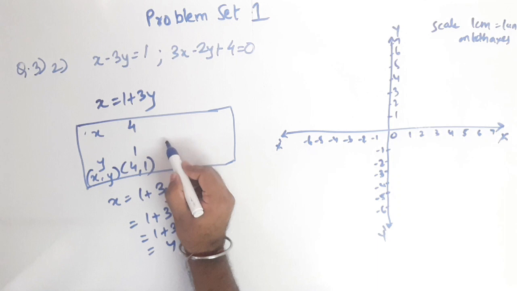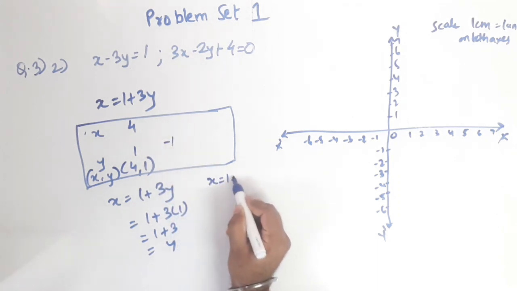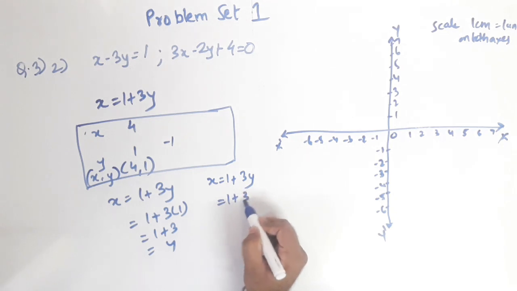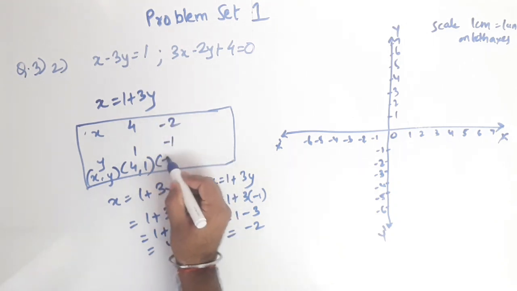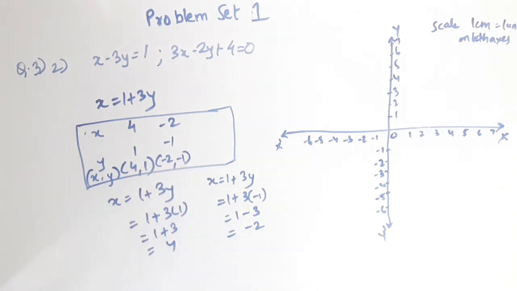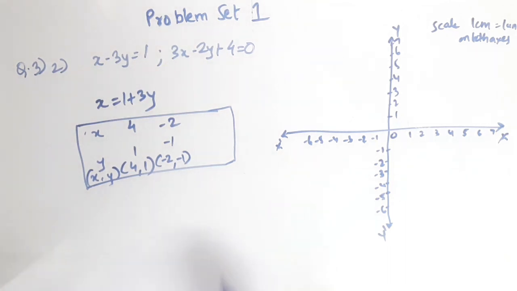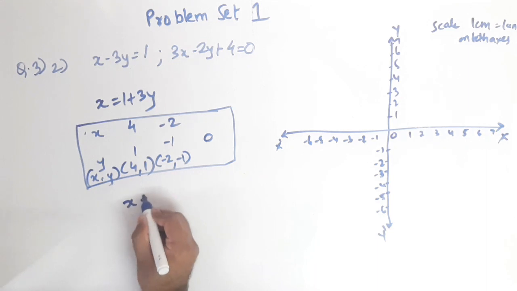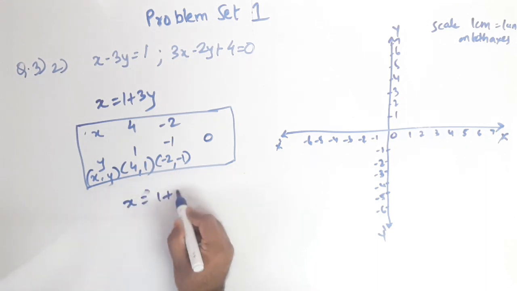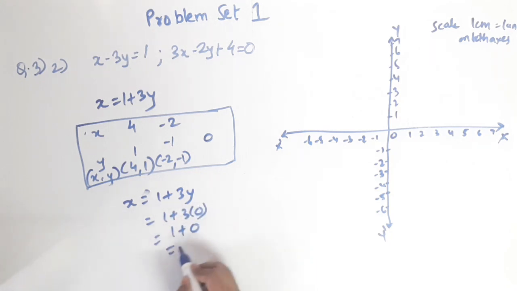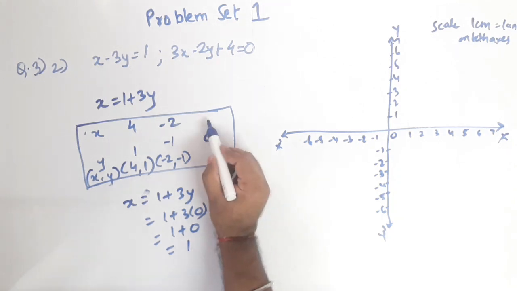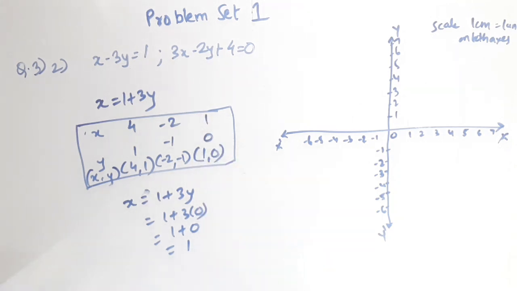Let us take now -1. x is equal to 1 plus 3y. 1 plus 3 into -1. So this becomes -3. So you will get -2. Okay, so it is -2 comma -1. And then I'll take this 0. x is equal to 1 plus 3y. 1 plus 3 into 0. That is 0. So 1 plus 0 is 1. So it is 1 comma 0.